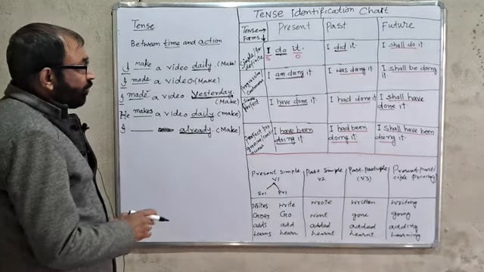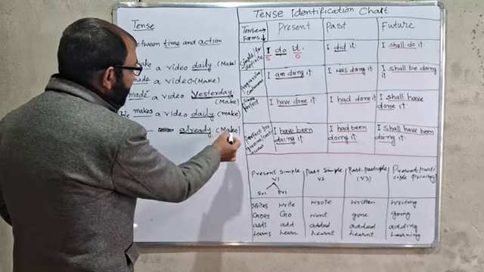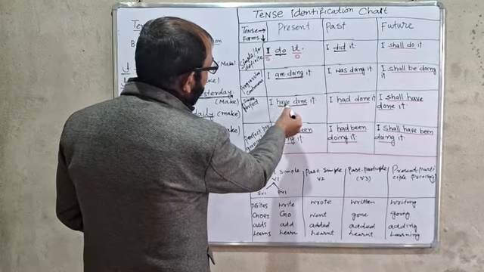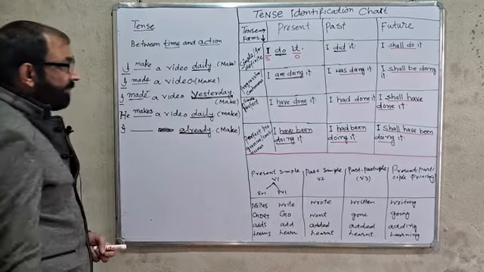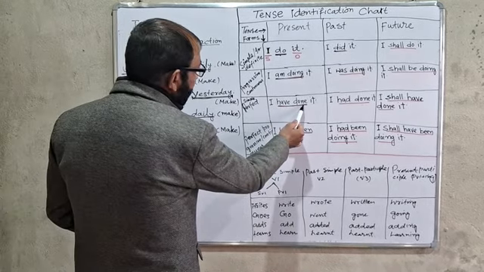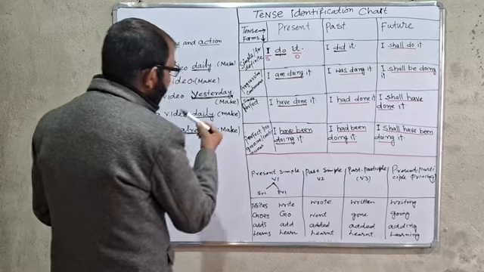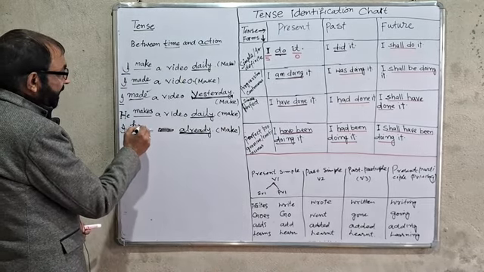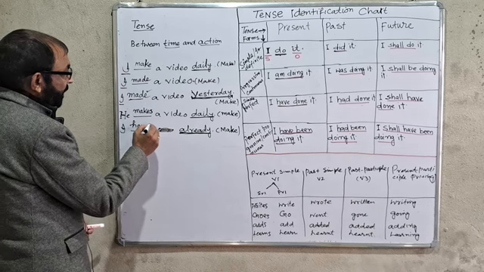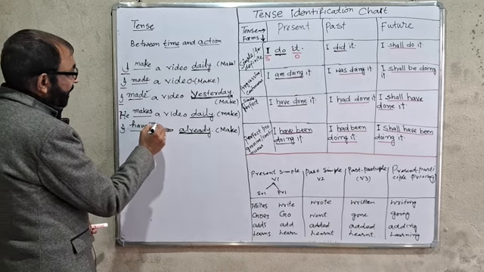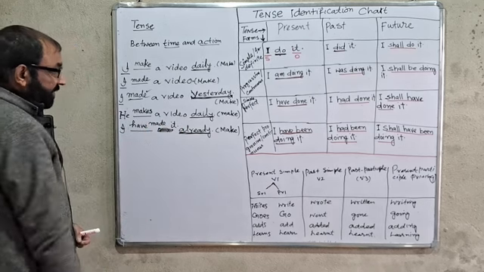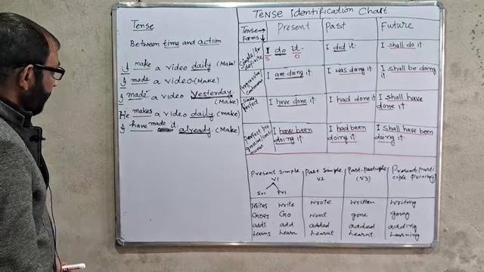So here we use perfect tense. Make, its perfect form is have done. Have done means verb third form. Third form of make is made. So the correct verb form here is: I have made it. It is the object word.